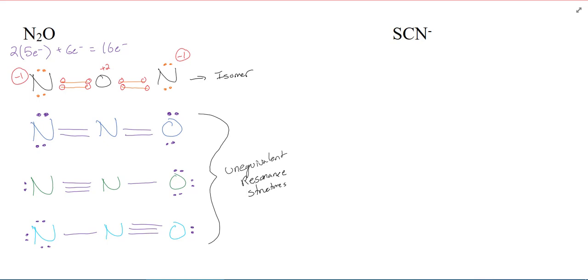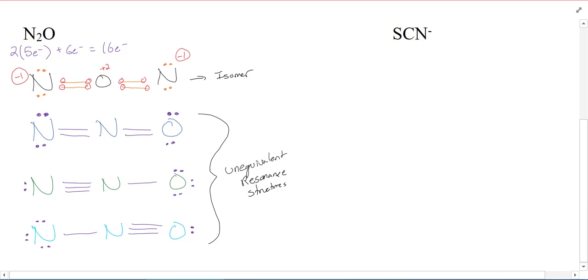All right, so now how do I tell which one is right, the blue, green, or light blue? Which one's the most accurate? There are equivalent resonance structures like we did before in a previous video, and then there are unequivalent resonance structures like these. So we'll use formal charge to predict which is the best Lewis structure.